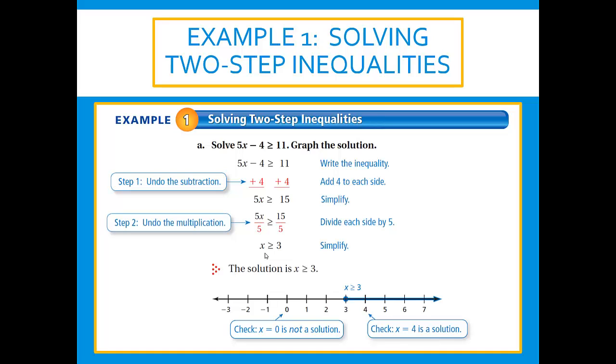So now to graph our solution, we're going to have a closed circle at 3, and then we want to shade the numbers that would be greater than or equal to 3, which would be the numbers to the right. Those numbers would be greater than 3.